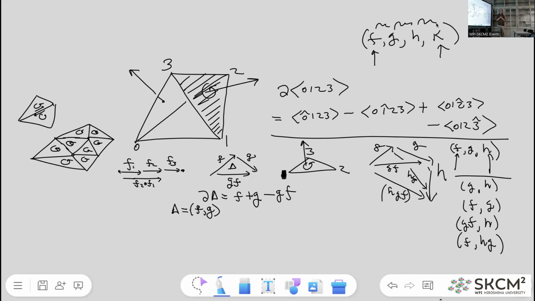He didn't choose to use that full part of the correspondence in order to define the Khovanov homology. He used something simpler, but he could have done it this way. The idea was coming. Yeah.